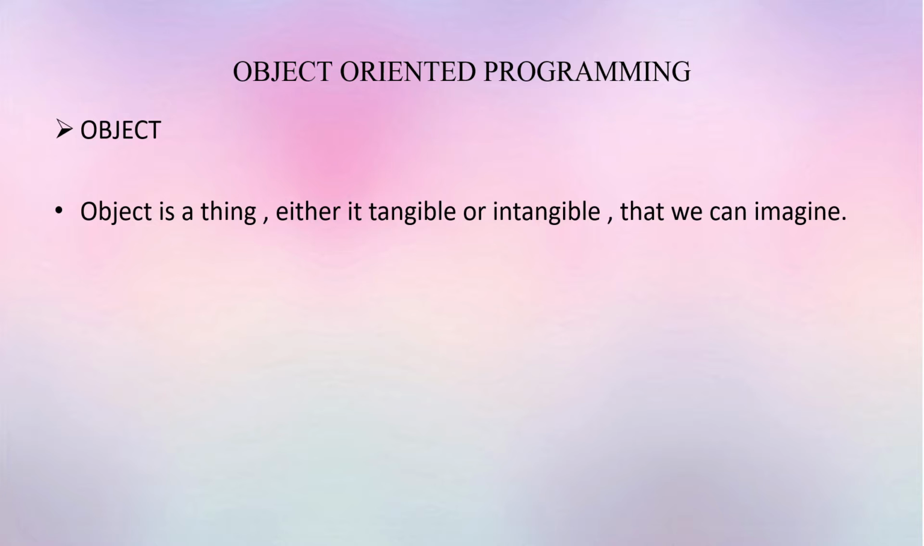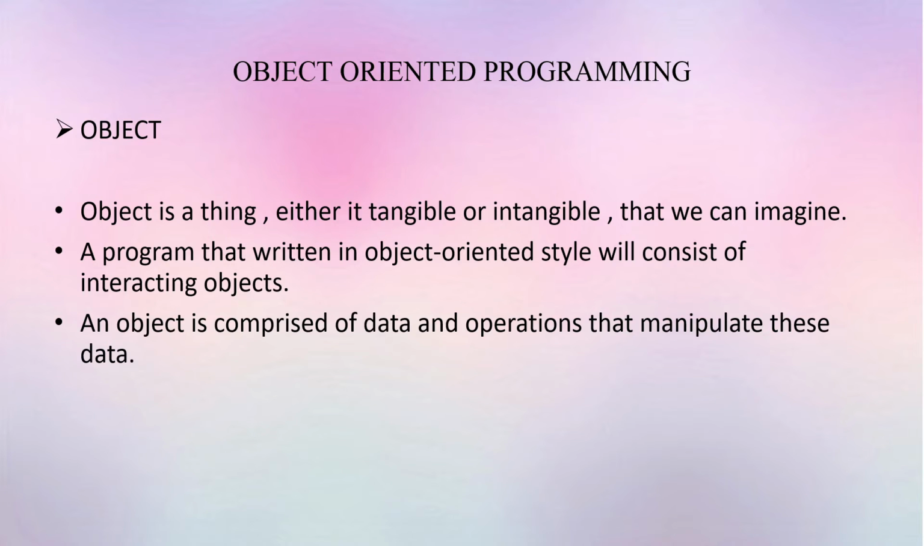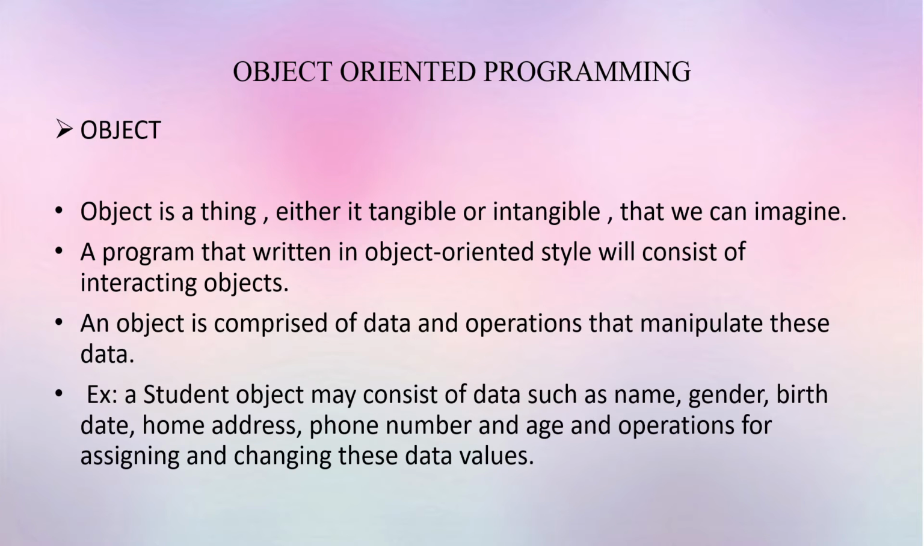Let's start now. Object-oriented programming. First, we must know about object. Object is a thing either tangible or intangible that we can imagine. A program that is written in object-oriented style will consist of interacting objects. An object is comprised of data and operations that manipulate this data.